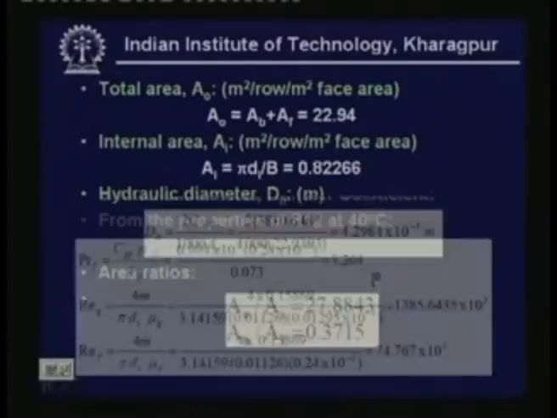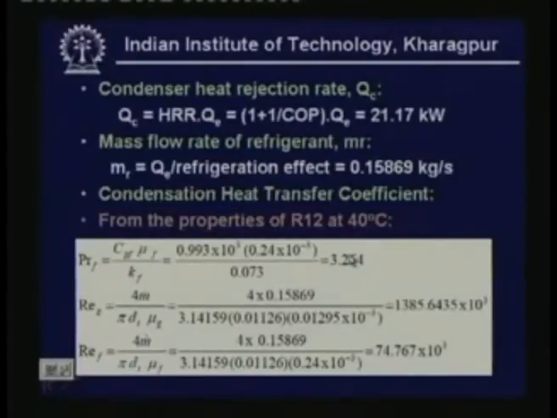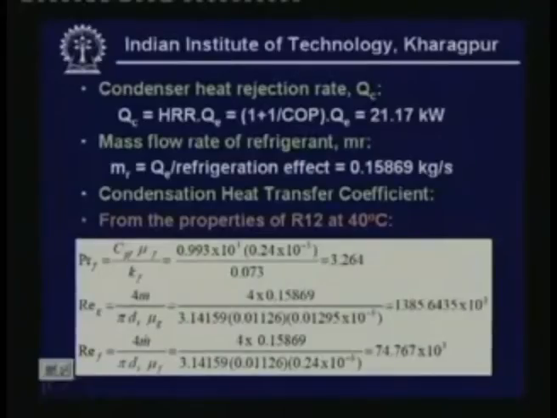So now we have found all the required areas. Now let us find out the condenser heat rejection rate. In the last problem for the water cooled condenser, the heat rejection rate was given directly, but in this problem it is not given directly; the COP value is specified, and we know that the heat rejection ratio is nothing but 1 plus 1 by COP. So we have to find the heat rejection ratio first, and from it we can find the heat transfer rate at the condenser. That is what I have done here.